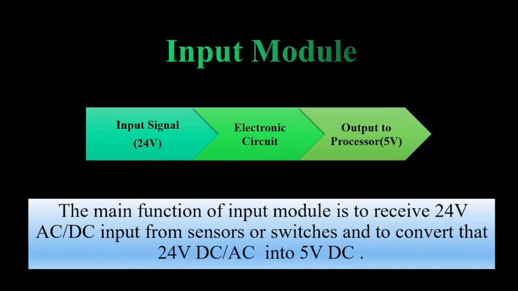Initially it will get the 24-volt AC or DC from the input devices, and using an electronic circuit it will convert it to 5-volt DC. The electronic circuit may be an optocoupler or something similar. Thereafter, the 5-volt DC is given to the processor. So this is the main function of the input module.